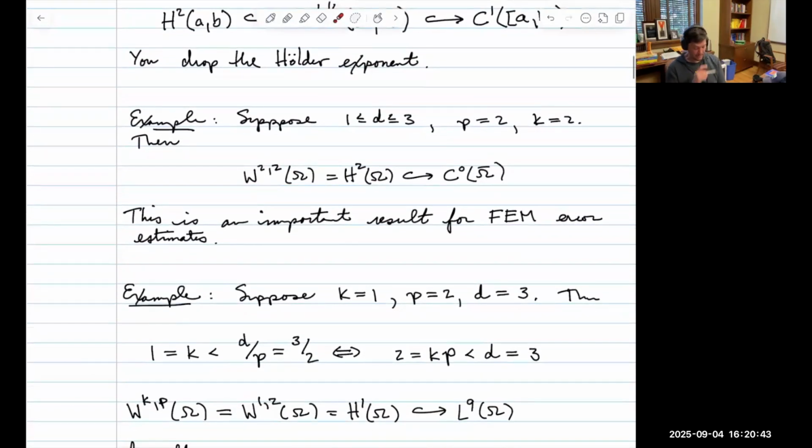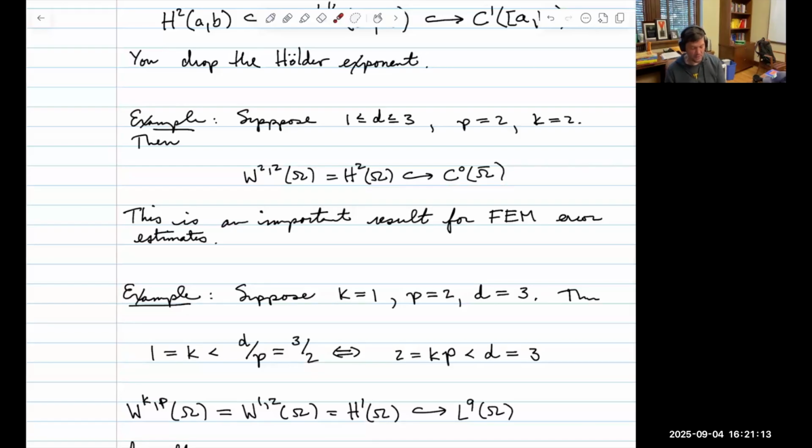Okay, let's do another example. Suppose that D is anything between 1 and 3, P is equal to 2, and K is equal to 2. Then the theorem tells us that W22, which is the same as H2, remember, because anytime we have P equals 2, we're just going to rewrite this as H to the K power, H2 continuously embeds into C0.